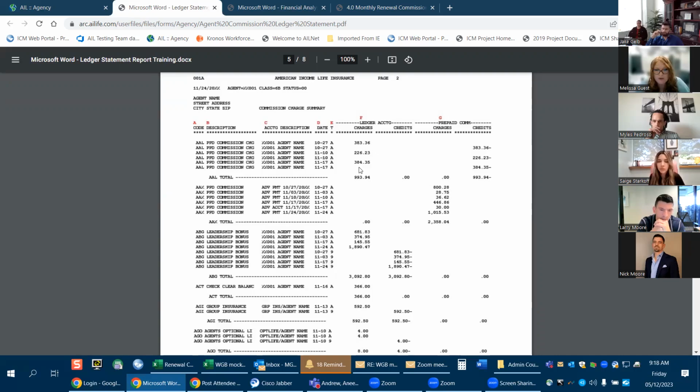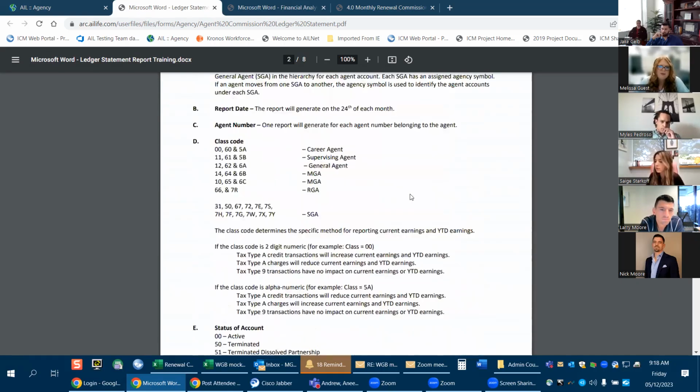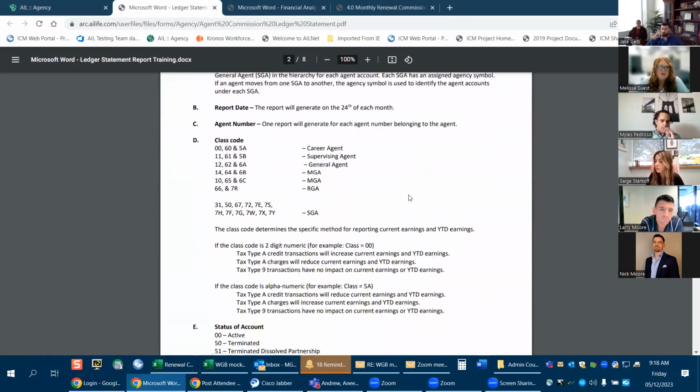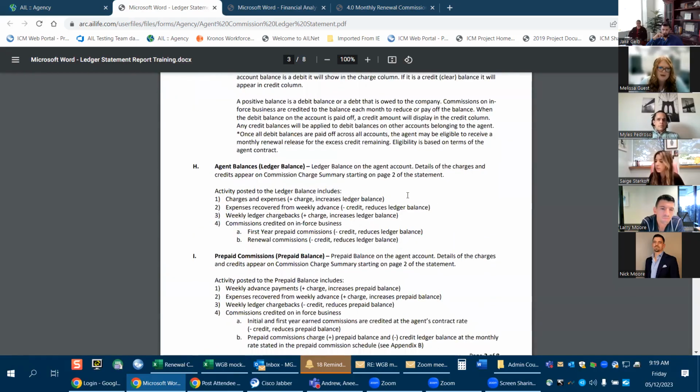Again, later this year, we're going to be adding the total amount to each agent number on the renewal commission report. So the agent could clearly see for this agent number that $993 of chargebacks on lost business processed that month. They'll be able to see that. But we also have some valuable information on everything that actually goes into the ledger balance and the prepaid balance.